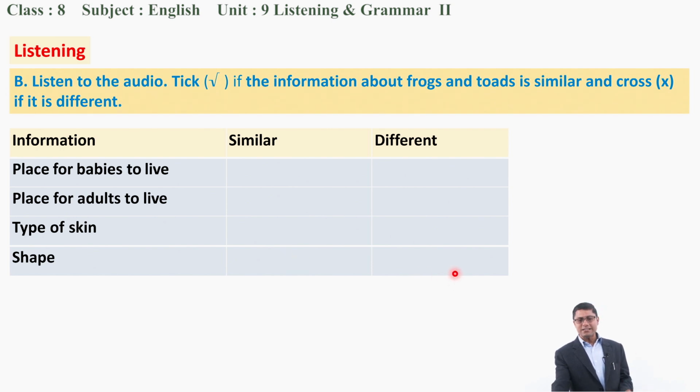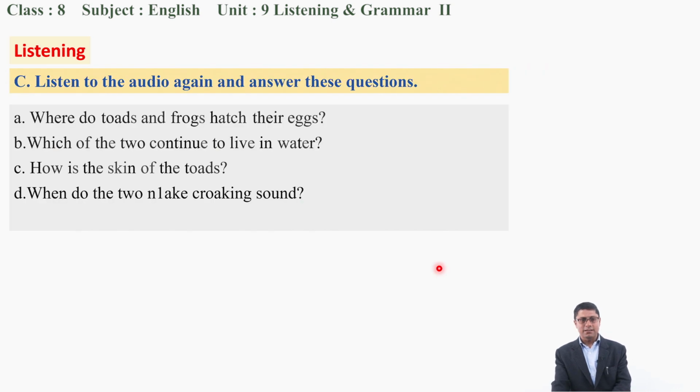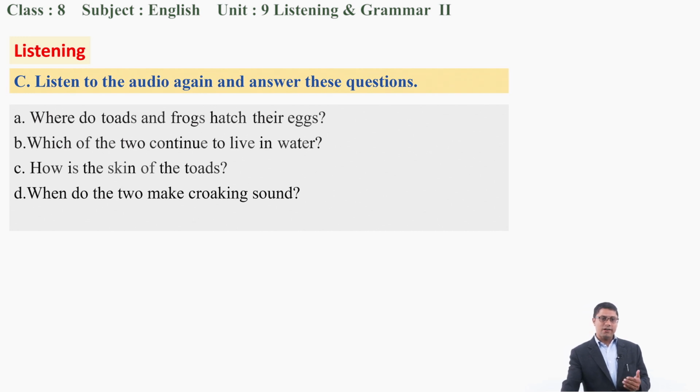If different shapes, then you will put a cross. Okay, got it? Now look at the next activity that you need to do while listening to the audio. Look at the first question. Where do toads and frogs hatch their eggs? The second, which of the two continue to live in water?